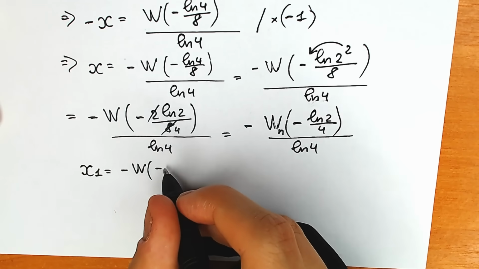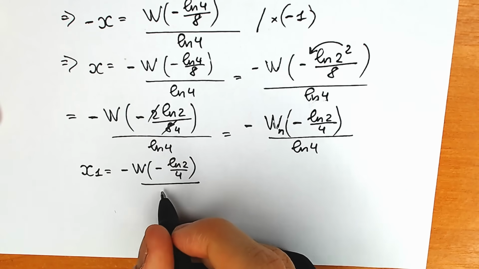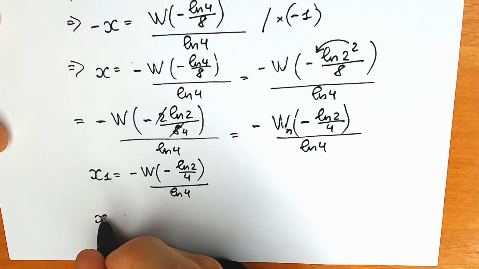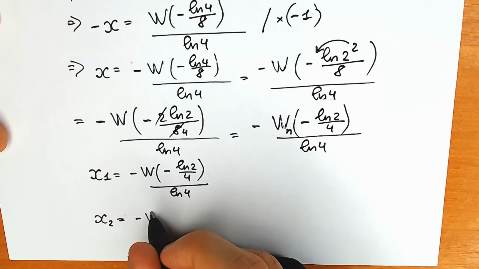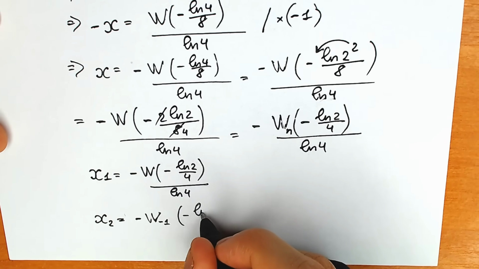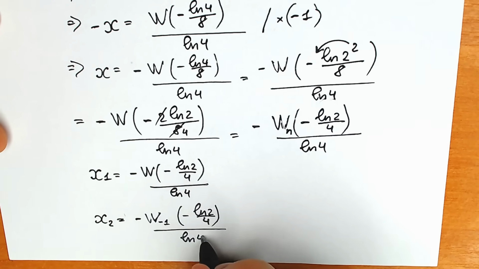So the first branch right here, our first root, x first equals minus Lambert W function of minus natural log 2 over 4, over natural log 4. And when we plug in the second branch, we're going to have Lambert W function with the index minus 1, and the same thing, minus natural log 2 over 4, over natural log 4.